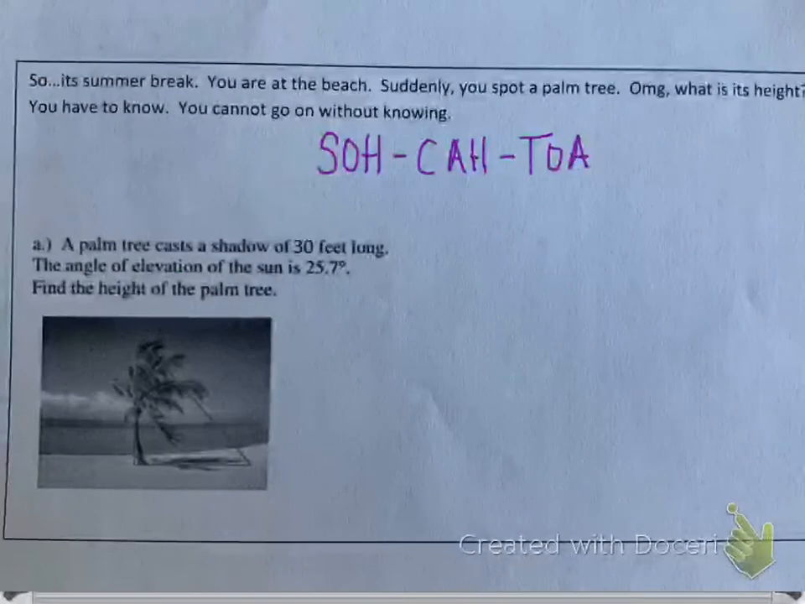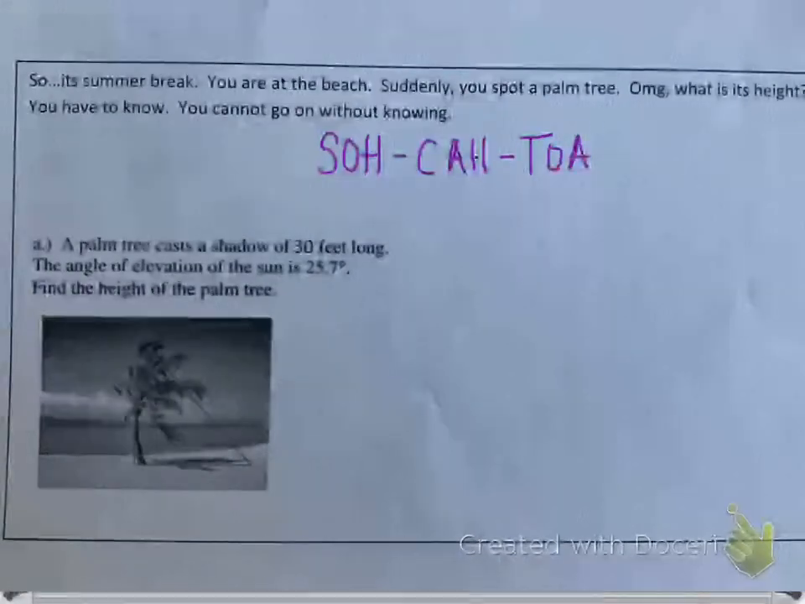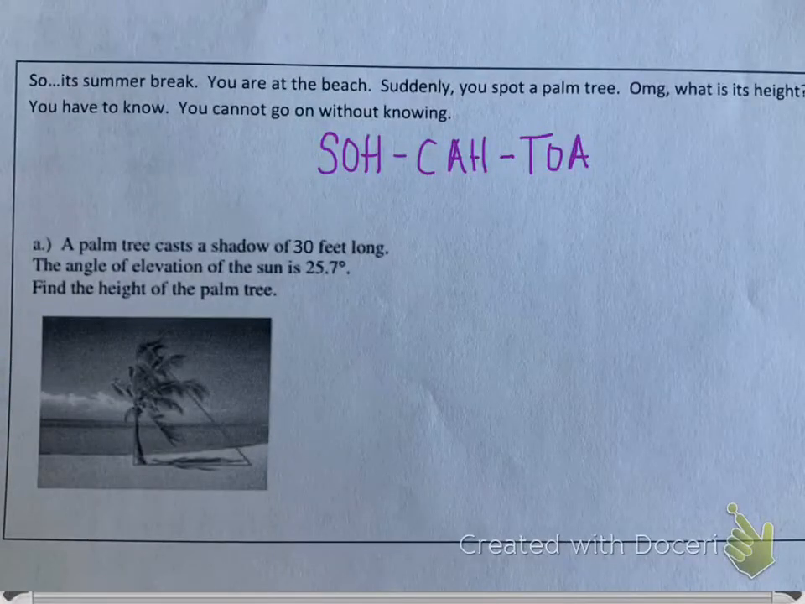For our very first example, we're going to be finding the height of a palm tree that we can't directly measure. We're going to use indirect measurement, meaning one of our three trig ratios, sine, cosine, or tangent, in order to find that height. I was goofing off here. It's summer break. I don't know if we're still quarantined or not, but maybe you're at the beach. Suddenly you spot a palm tree, and of course you have to know its height, right? Can't go on without knowing. Obviously I'm being a little bit sarcastic here.